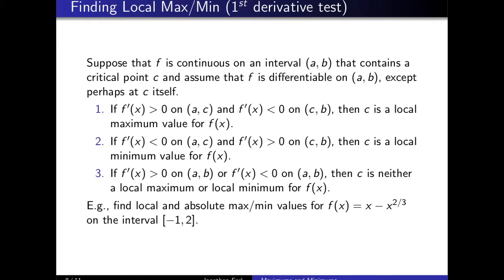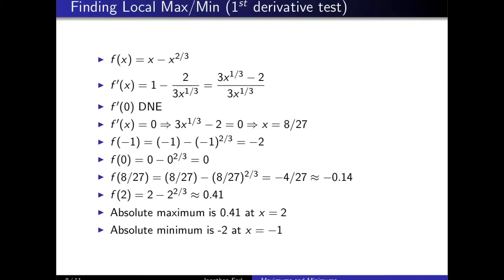Okay, so back to this. Let's find local and also absolute maximums and minimums for the function x minus x to the 2/3 over the interval -1 to 2. First, we'll want to find our derivative. After factoring, we get (3x^(1/3) - 2) over 3x^(1/3). From this we can clearly see the derivative does not exist at 0. So that gives us one critical point.